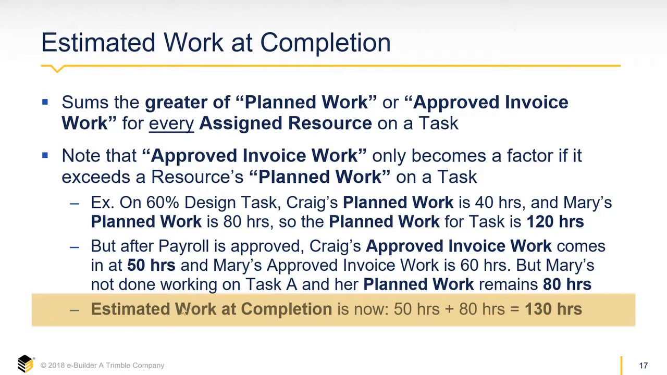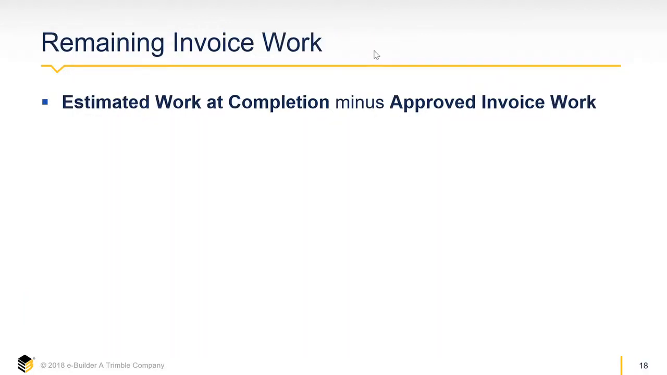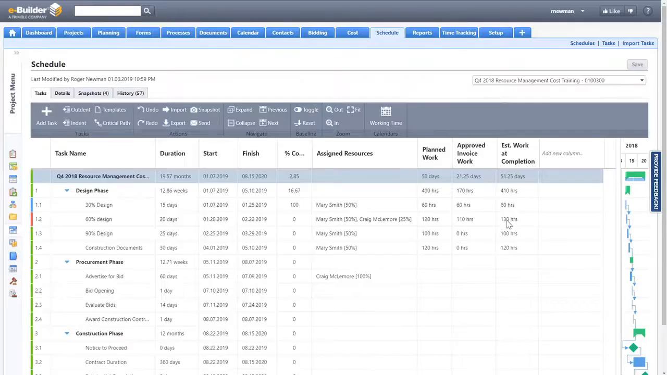So her planned work remains 80. So what we have to do to adjust the estimated work at completion, we have to add the actual 50 hours of approved invoice work to the planned work for Mary, which hasn't changed. And now we have 50 plus 80 hours equal 130 hours of estimated work at completion compared to the original plan of 120. So that brings us to the next logical column, which we call remaining invoice work. What that is, it's the estimated work at completion minus approved invoice work. So this is what's still out there remaining to be invoiced in terms of hours.